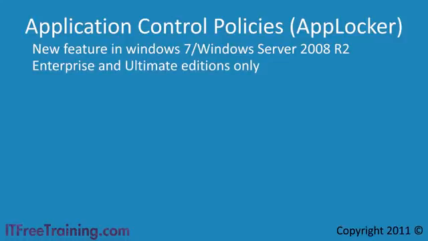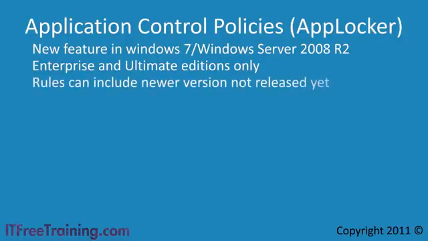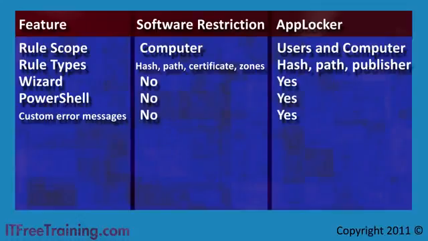AppLocker can not only secure the software currently running on the computer, but also new versions of that software when they come out. For example, if you apply a new service pack to a computer and it updates all the games on the computer, you will not have to create a new rule for the new version of the games. When the software is run, AppLocker will be able to work out that it is looking at new versions of the software.